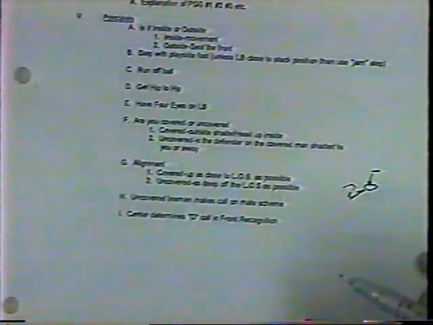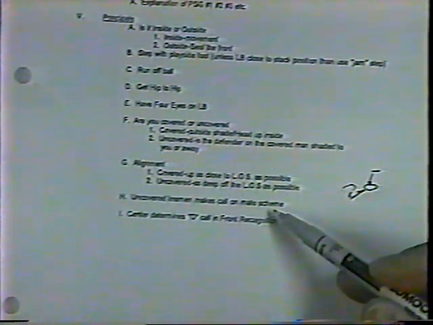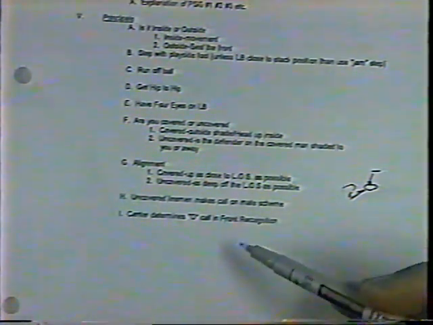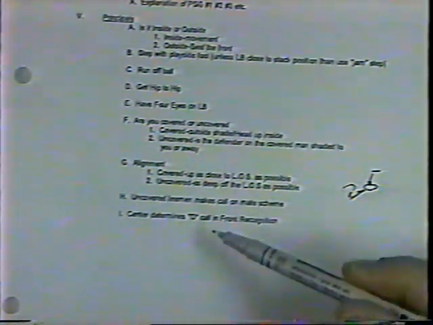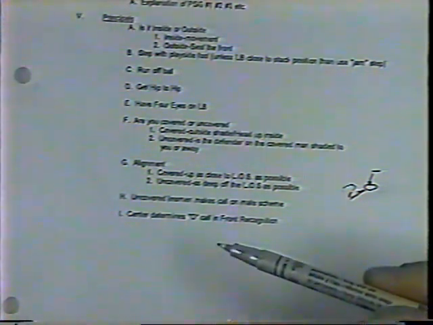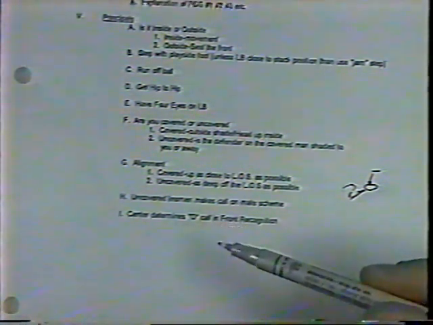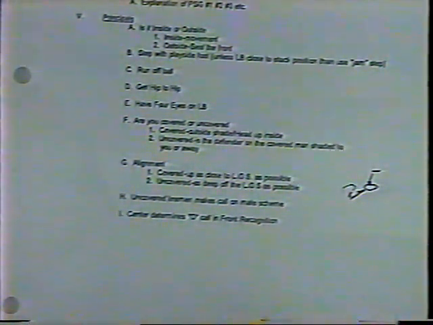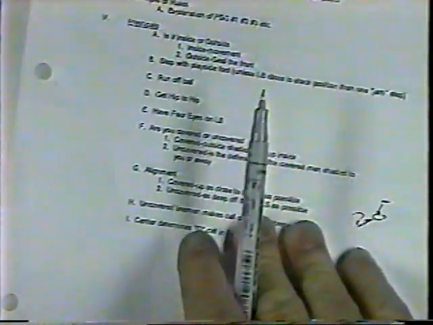Okay, now the uncovered lineman makes the call. We talked about that, or the zone blocking call. Uncovered lineman. Okay, because otherwise, if you're covered, you're blocking your man until you hear otherwise. And center always determines 0 in the front, so that we can have front recognition, which was what we started with. Okay? So some very basic principles that'll keep being reiterated as I go through, both in overhead and on film. And by the time I'm done, it should be embedded in your brain. Okay? It needs to be embedded in your brain.